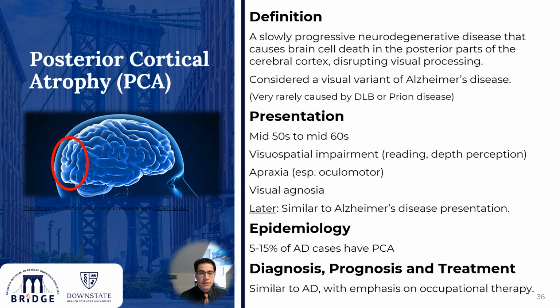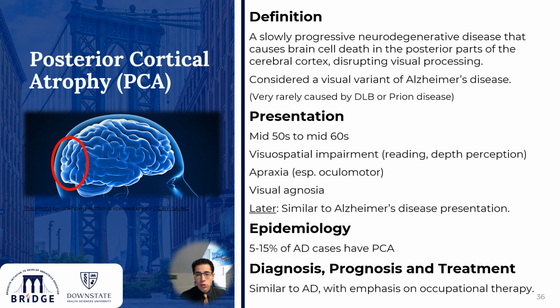Next on the list is posterior cortical atrophy, or PCA. So this is a slowly progressive neurodegenerative disease that causes brain cell death that is more selective to the posterior parts of the cortex, disrupting visual processing. And some consider it a visual variant of Alzheimer's disease.